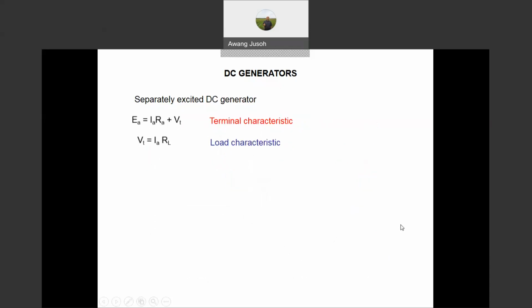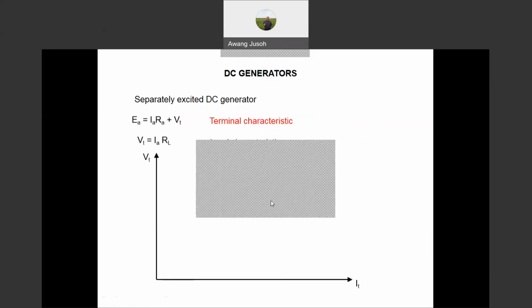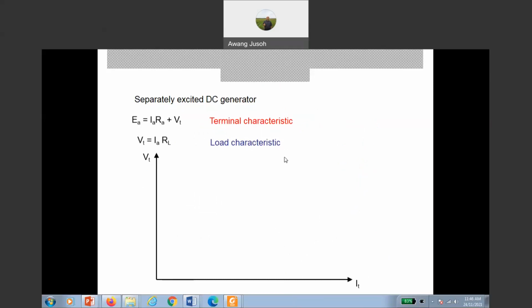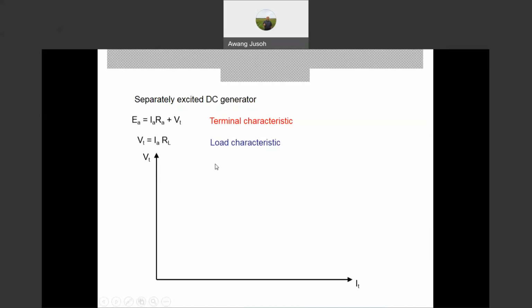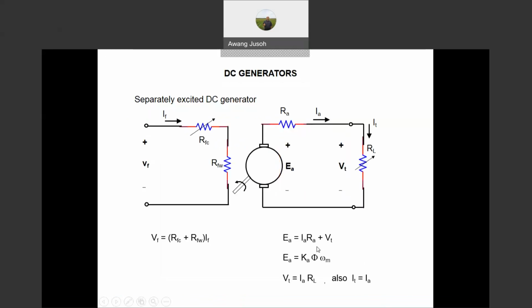Okay, if you plot the characteristic for this machine, then we can see what I call the terminal voltage versus the terminal current. So just now this is the equation for the generator. You see this one, the equation, right? EA equals IARA plus V terminal. That means V terminal equals EA minus IARA.